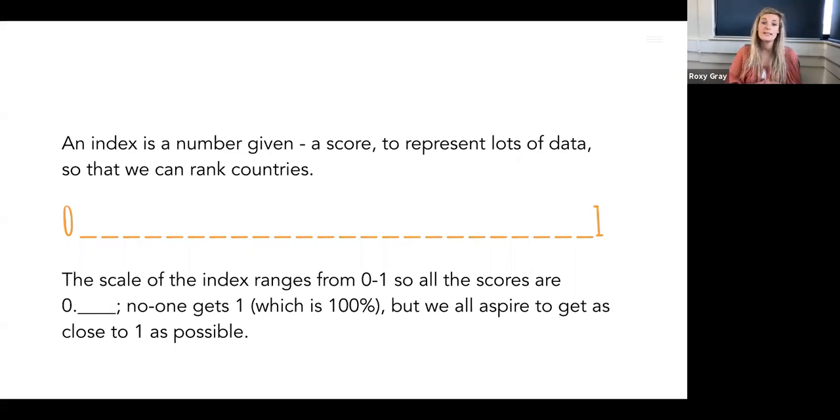The way that it works is it's a scale between 0 and 1. So 1 kind of signifies 100%, and nobody gets 1, basically, but the goal is to get as close to 1 as possible. So every score will be something like 0 point something. And you just want to get as high as possible, as close to 1 as possible. The higher your score is, the more developed the country is, and the greater the well-being is for people in that country. That's the thinking behind it.